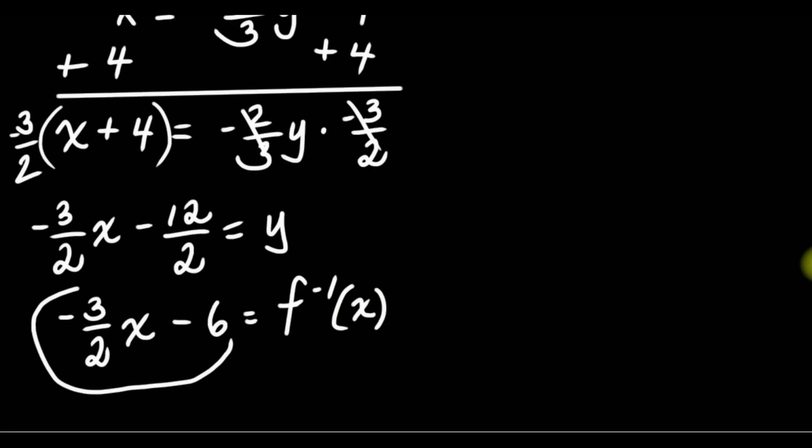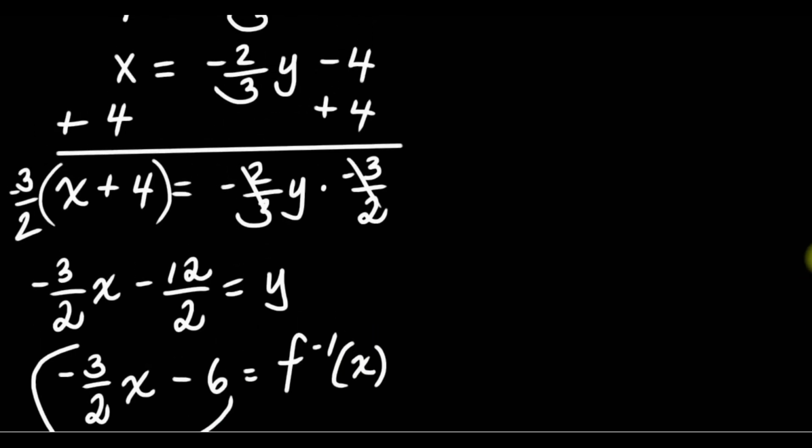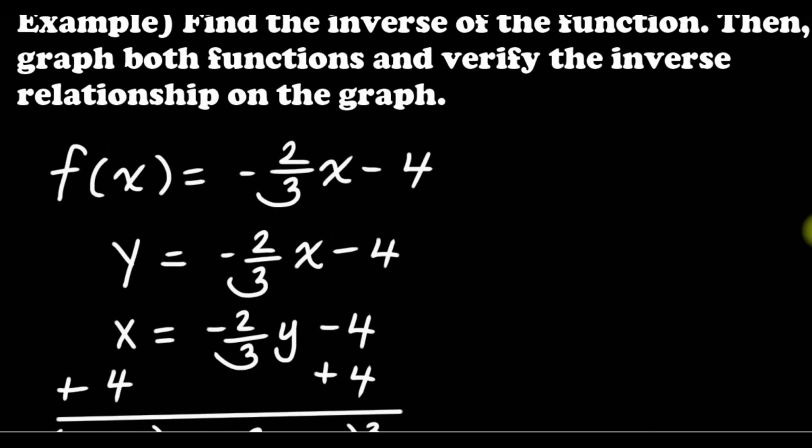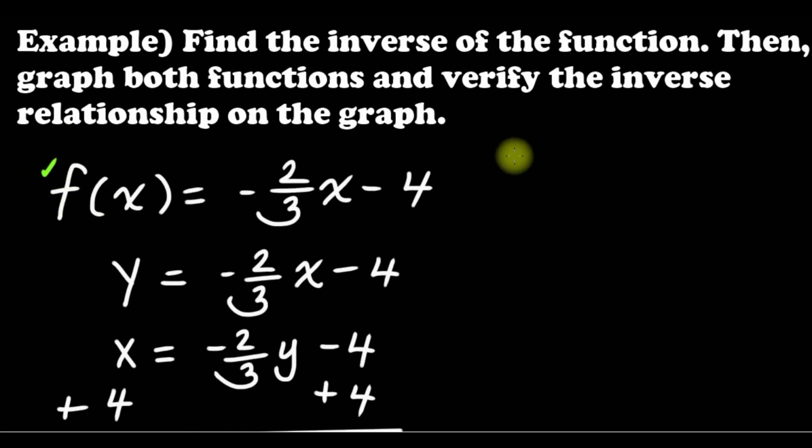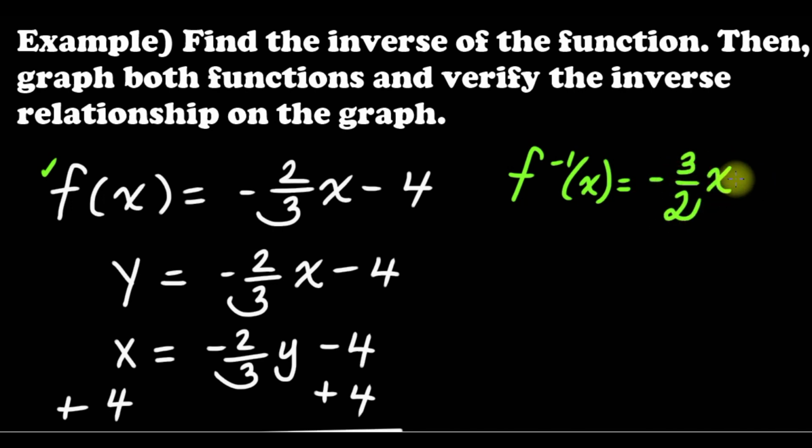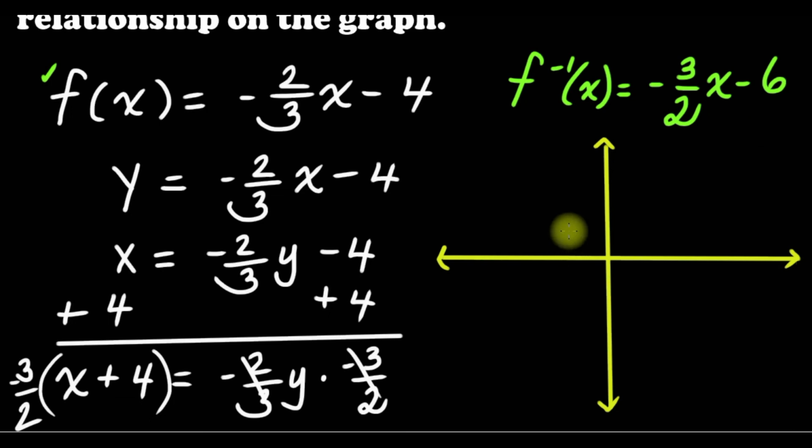So then we have to graph f of x and the inverse of f of x. And then you want to verify the inverse relationship on the graph. So here's f of x. And then the inverse of f of x is negative 3 over 2x minus 6. Okay, so here's a coordinate graph. I'm going to graph the f of x, okay, using the y-intercept and the slope. So the y-intercept is negative 4. So that means I'm going to go down 1, 2, 3, 4 to find it.